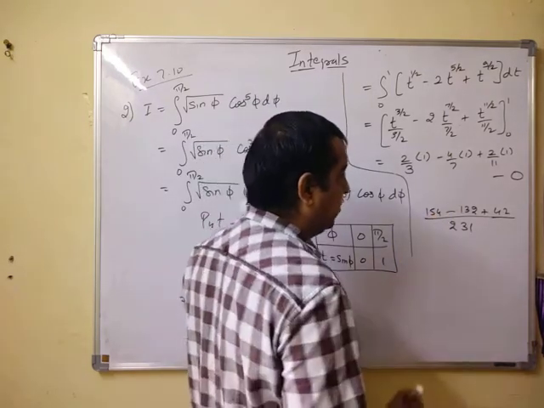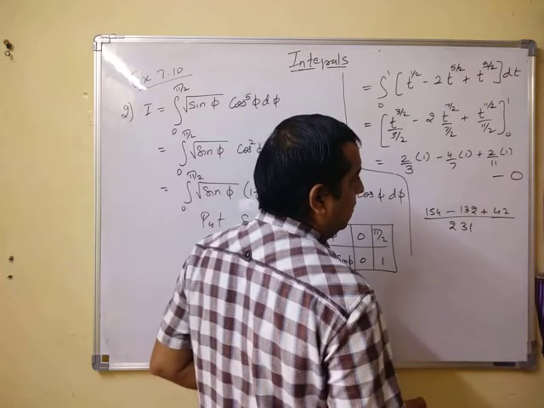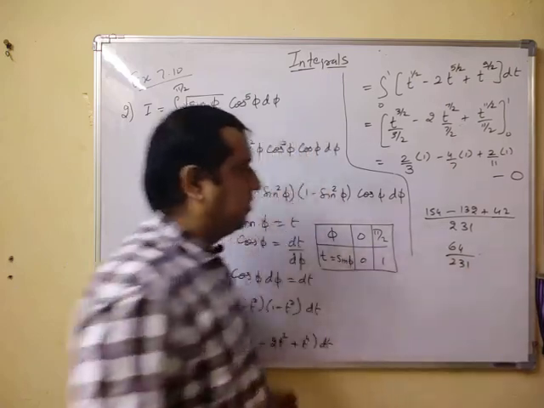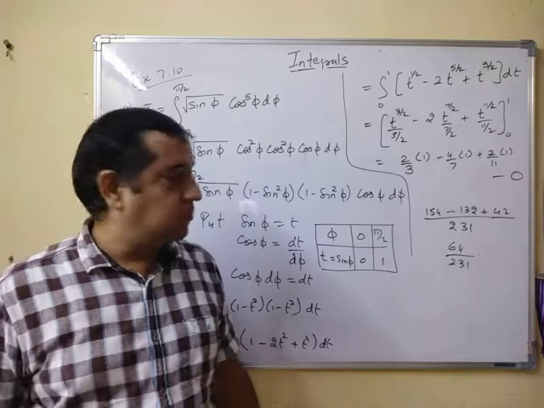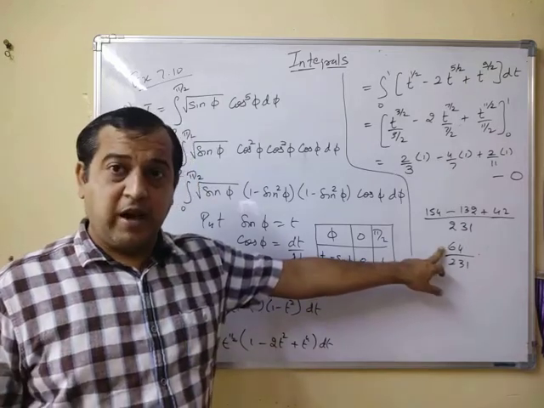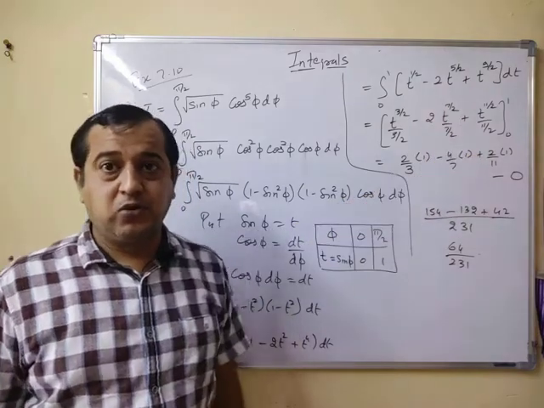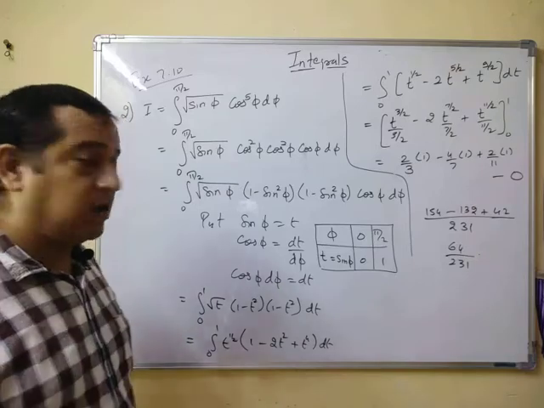Now do the calculation. 154 minus 132 gives you 22, plus 42. 22 plus 42 gives you 64 upon 231. This is the answer. If you can reduce it, you can reduce it, but it is not possible because 64 neither appears in the table of 3, nor in the table of 7, and neither in the table of 11. So it is not possible to reduce it. Answer is 64 by 231.